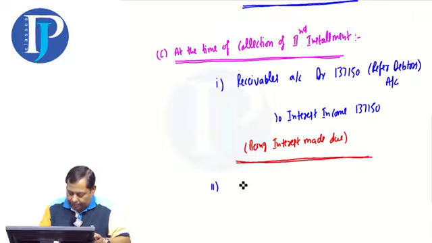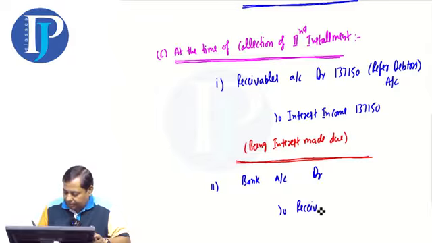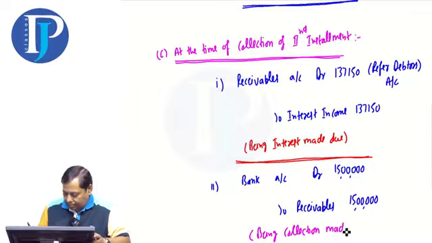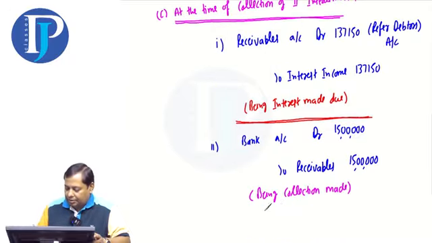In the second, bank account debit to receivables. We'll get 15 lakh rupees. Being collection made.